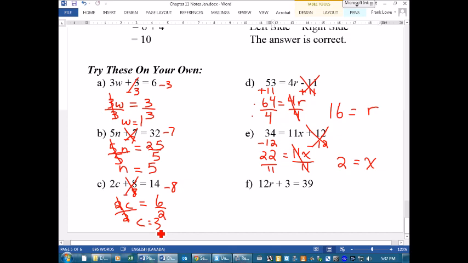12r plus 3 equals 39. We're going to subtract 3. I do it on both sides. These cancel out. Left with 12r equals 39 minus 3 is 36. So 12 times r, the opposite of times 12 is divided by 12, right? Okay, we're going to do 36 divided by 12. Let's cancel out. You're left with r equals 36 divided by 12 is 3.